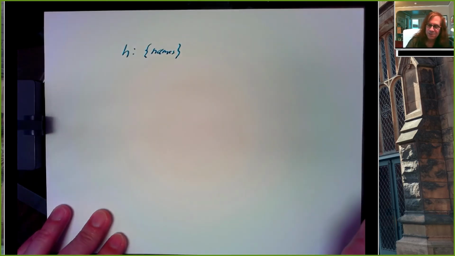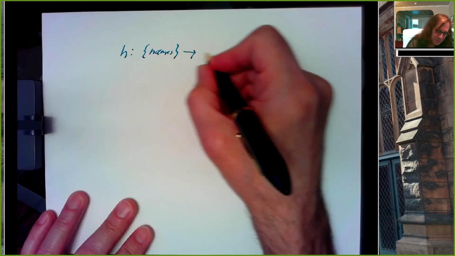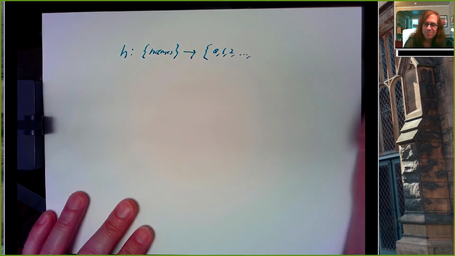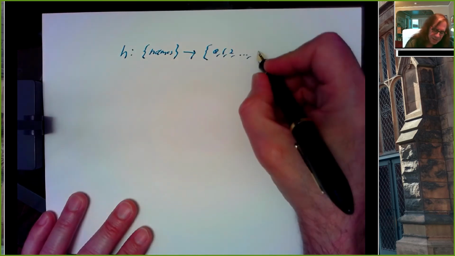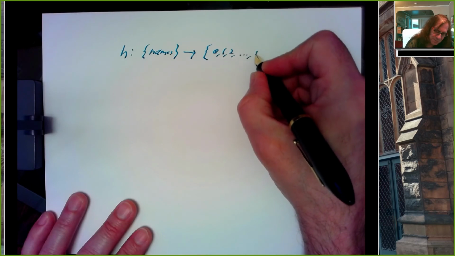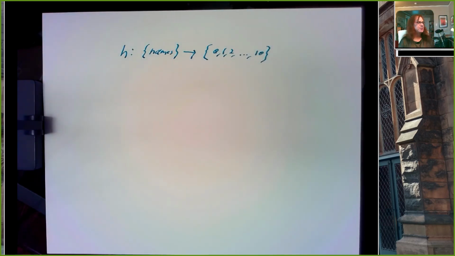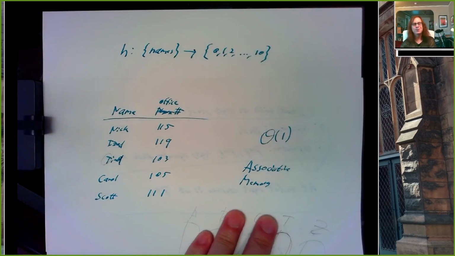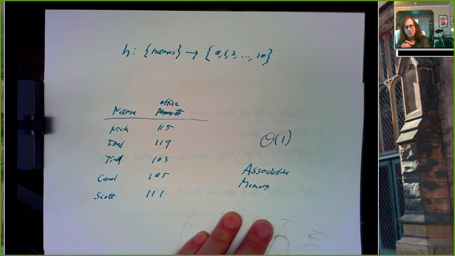So a hash function is going to go from the set of names into some set of indexes. Let's just say we'll go up to index 10. So instead of a zillion entries in our array, we're going to have 11 entries. We want to take a name and turn it into a number between 0 and 10, and then that's where we're going to store the office number of that person.